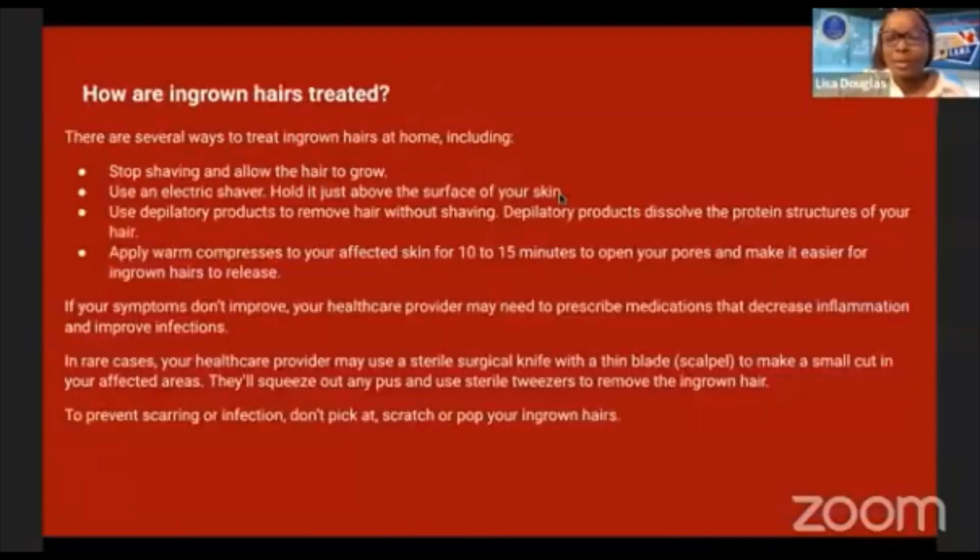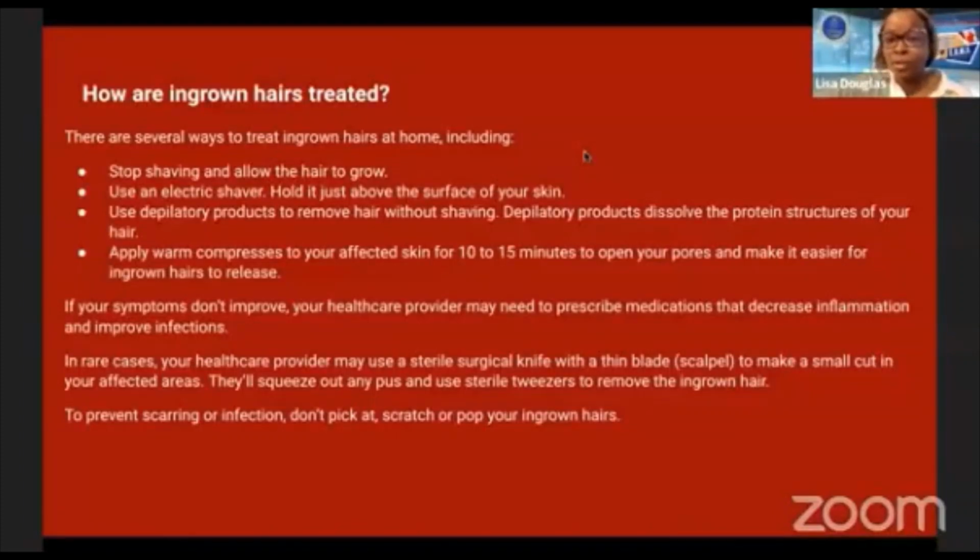How are ingrown hairs treated? There are several ways to treat ingrown hairs at home, including stop shaving and allow the hair to grow. That's an option, but I don't think most of us are going to do that, right? Use an electric shaver. Hold it just above the surface of your skin, however, when you are using it. Use depilatory products to remove hair without shaving.